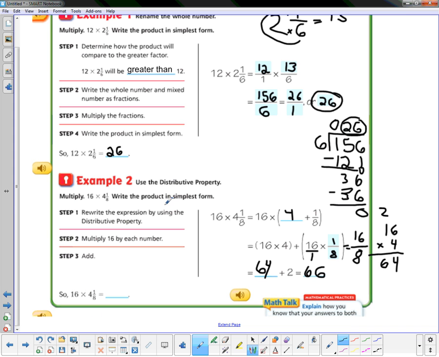So that is using the distributive property, just pretty much saying that if we could times this whole number by each one of these separately and add them up to get our answer. So 16 times 4 and 1/8 is just 66. Let's do some more practice problems.